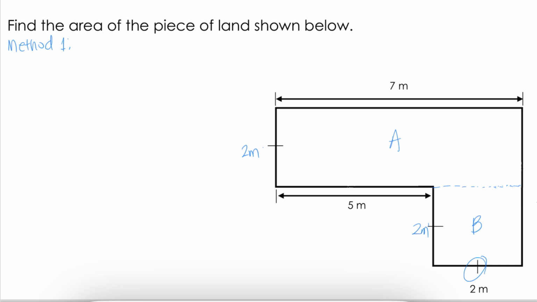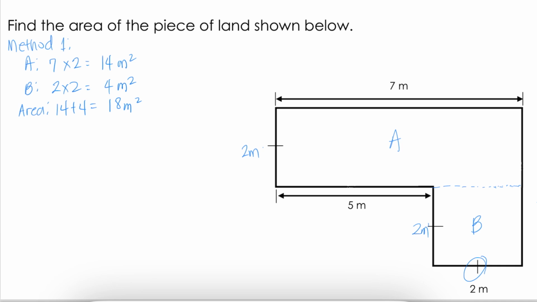Okay. So for A, that would be 7 by 2, 14 square meters. And then B is 2 by 2, 4 square meters. So the area would now be the combination of A and B. So 14 plus 4, 18 square meters.